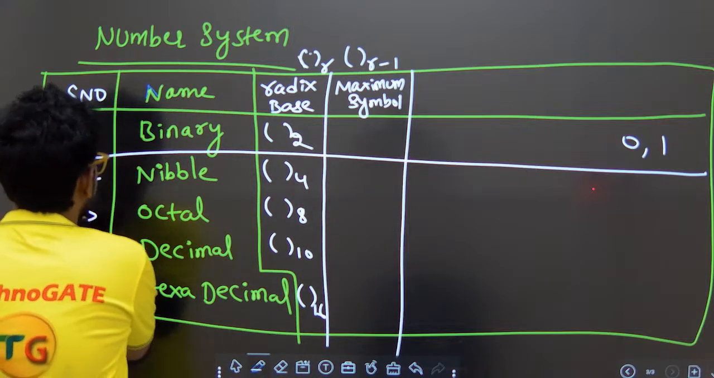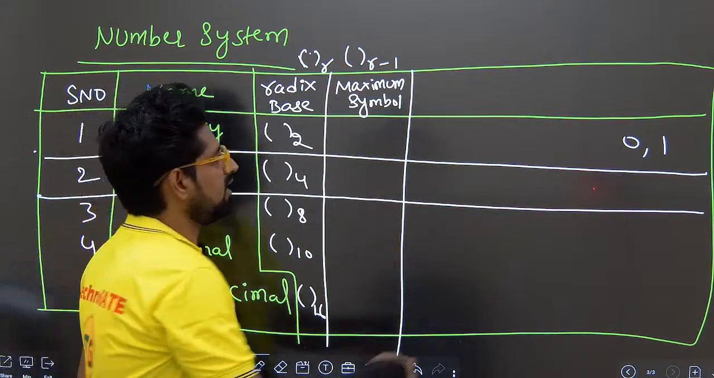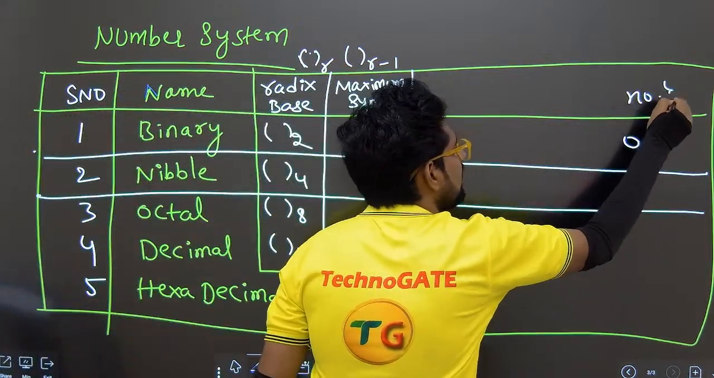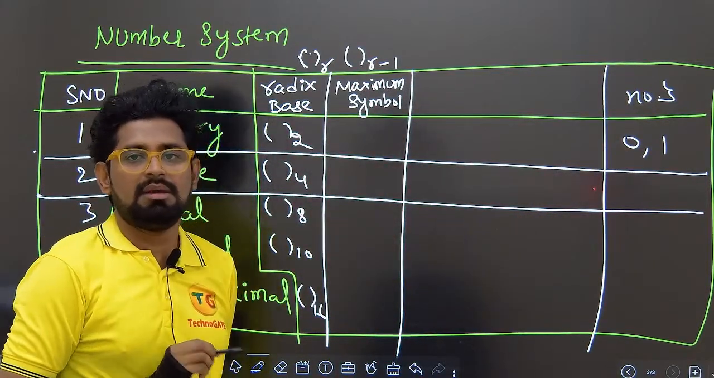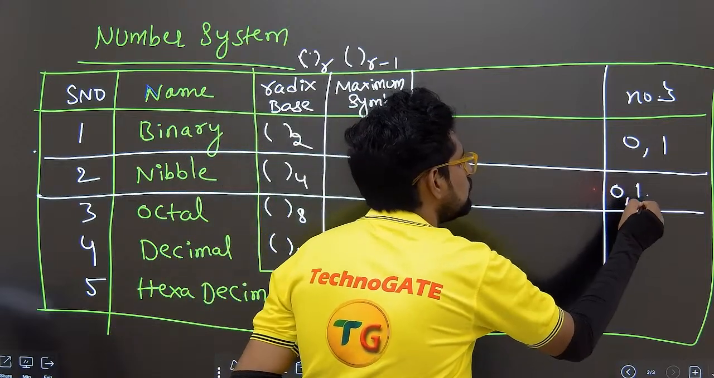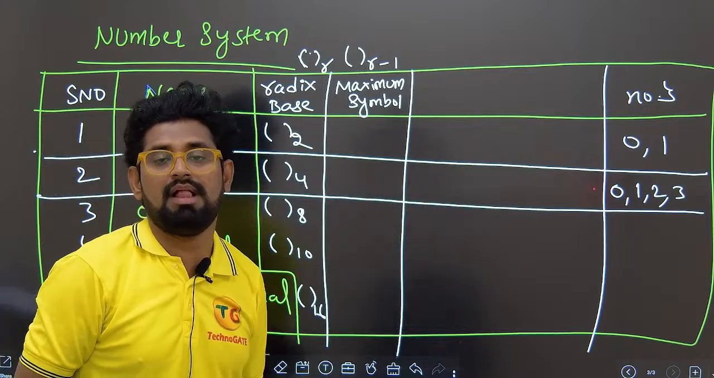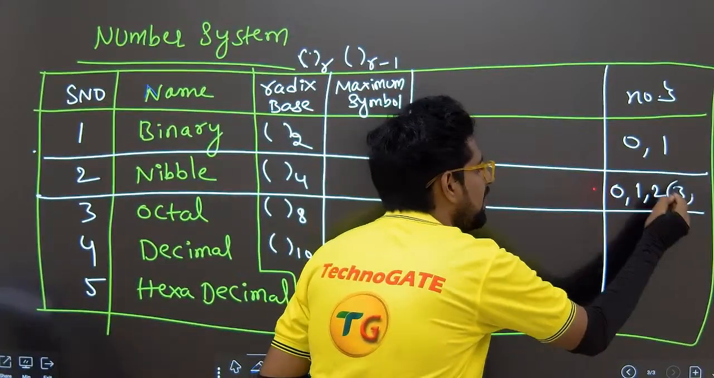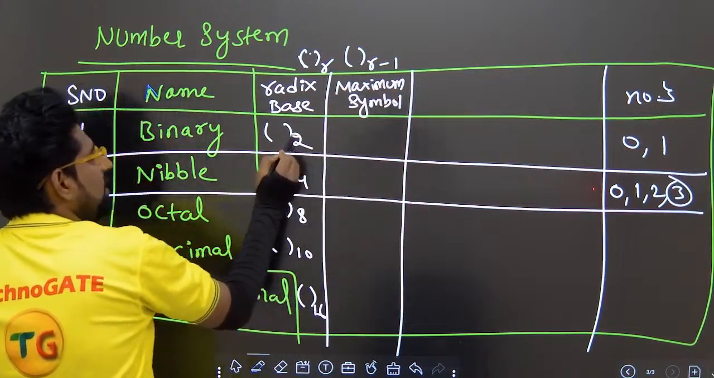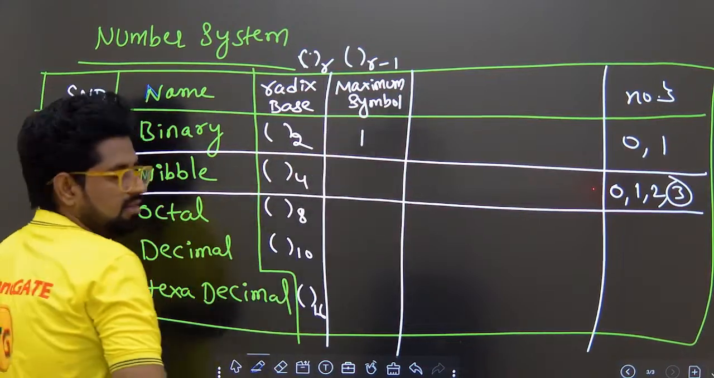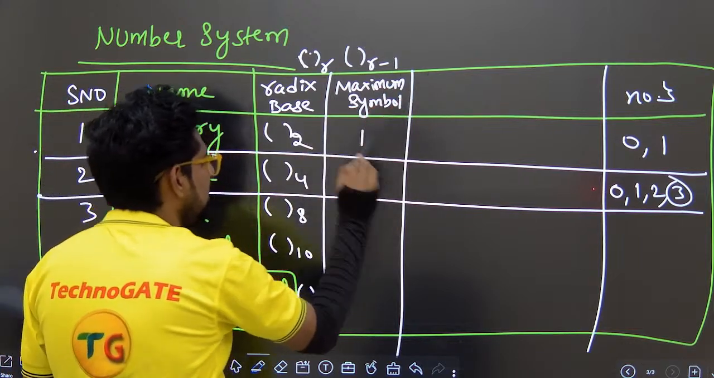In nibble, let us suppose take nibble. What are the numbers that we have? The numbers that we have are 0, 1, 2, 3 in nibble. So what is the maximum number or maximum symbol? The maximum symbol is 3, hence R minus 1. If 2 is the radix, 2 minus 1 is 1. 4 is the radix, 4 minus 1 is 3.